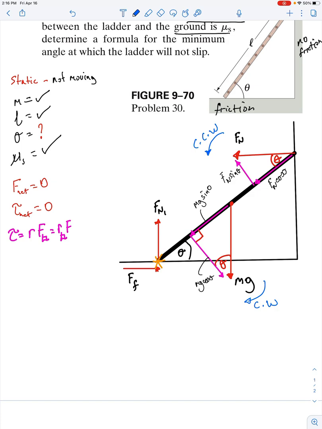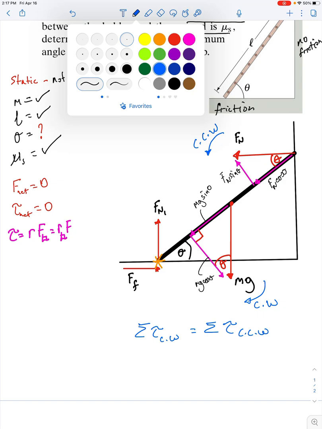That's it. So now what does torque net mean? It simply means torque net is equal to 0. What it means is this: the sum of the torques clockwise is equal to the sum of the torques counterclockwise. So I'm going to add up all the torques that are causing clockwise. In this case, how many forces are causing clockwise torque? Just one.